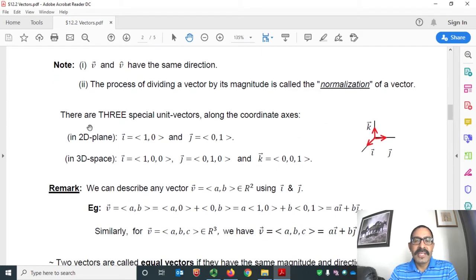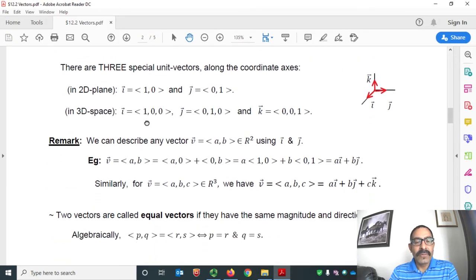Next, there are 3 special unit vectors along the coordinate axes. i is along the x-axis, j unit vector along the y-axis, k unit vector along the z-axis. So in 3 dimensions, i equals 1, 0, 0, j equals 0, 1, 0, and k equals 0, 0, 1, and in 2 dimensions I just have i and j, no more k here. Awesome.